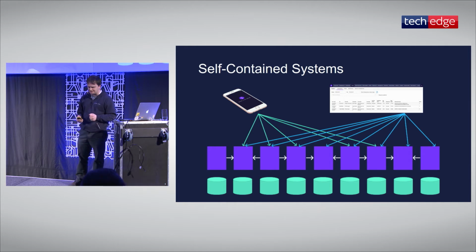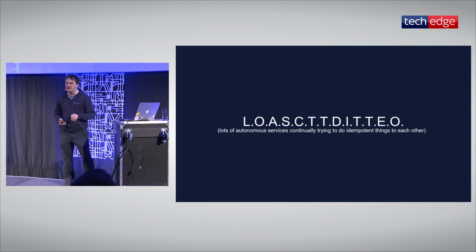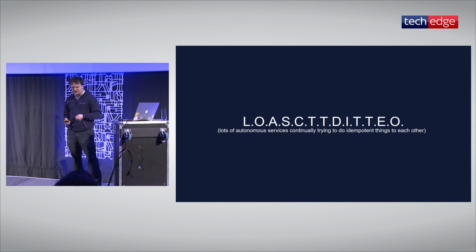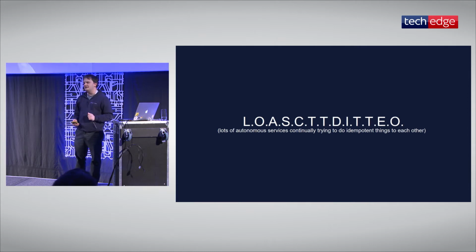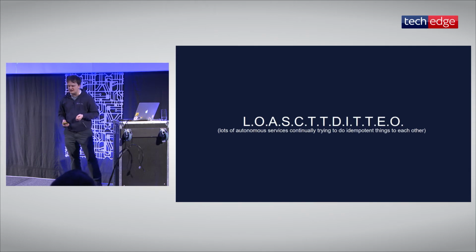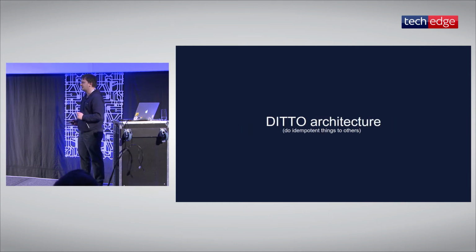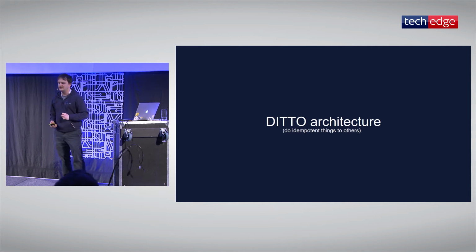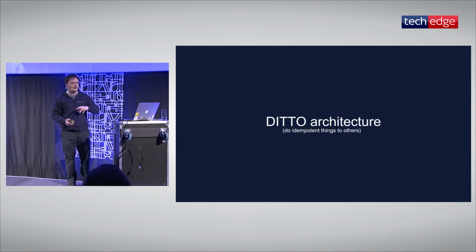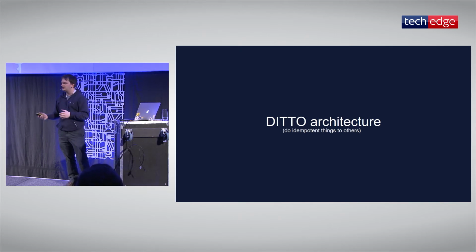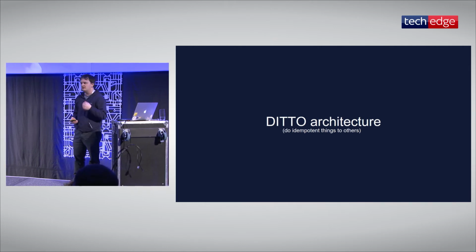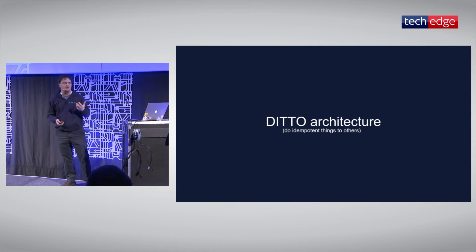You can find much more technical definitions of idempotency online on Wikipedia, but that's the practical definition that we use for it. So we invented this brilliant acronym for our architecture, which stands for lots of autonomous services continually trying to do idempotent things to each other, or l'oschiaditio, which sounds like a town in Italy and didn't exactly roll off the tongue. And then after some suggestions from Mr. Adrian Cockcroft, who was mentioned earlier, we shortened that down to ditto architecture. Do idempotent things to each other. So the concept of ditto architecture, of all of the different self-contained systems we have running idempotent commands on each other and making sure that they can communicate with each other in an idempotent manner, is the core of our architecture and how we make sure we maintain this reliability.